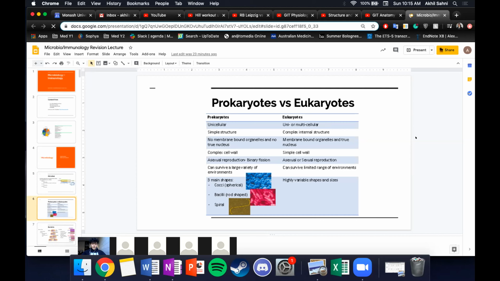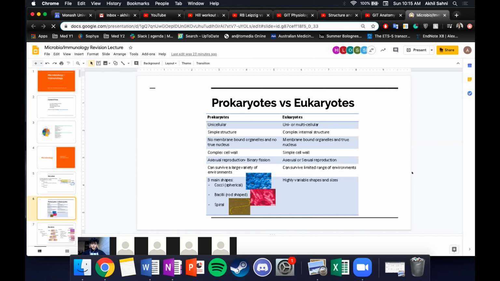And the three main shapes that you actually need to pay attention to for bacteria are cocci, bacilli, and spiral. Mostly you'll see cocci, like gram-positive cocci in grape-like formation. If you hear gram-positive cocci in a grape-like formation, it's Staph aureus.